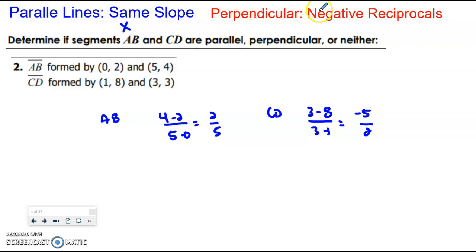If I look at these two, they are not the same, so they are not parallel. Are they negative reciprocals of each other? Are they reciprocals? Yes. Is there one negative? Yes. So in this case, they would be considered to be perpendicular to each other. They are perpendicular lines.